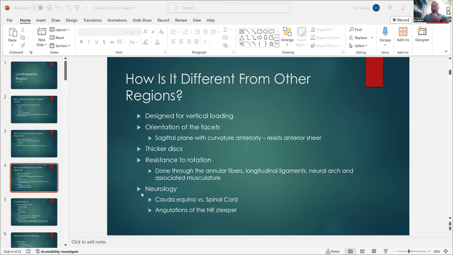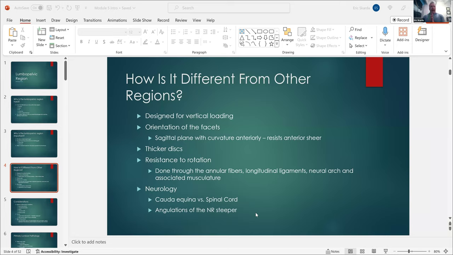You need to get somebody that has symptoms of cauda equina into the emergency room very quickly, because within, I think the number is 48 to 72 hours, any particular changes that may have occurred, particularly for bowel and bladder function, will become permanent. So make sure that we are able to recognize that, and we have a slide on that later on here as well. So the angulations of the nerve roots are steeper, right?